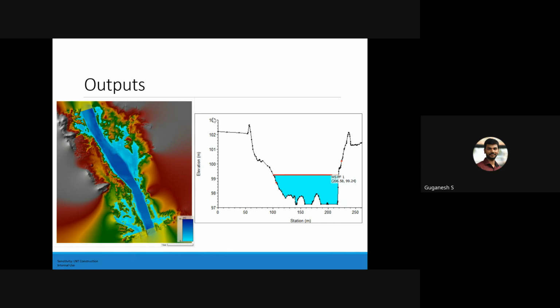So this is the water depth: how much water will be flowing in the river, and how much water will be overflowing to the nearby land area. That is also modeled using this. This is a typical cross section where the water level, or water depth, is calculated. These outputs are very crucial for any infrastructure which is located nearby the rivers.